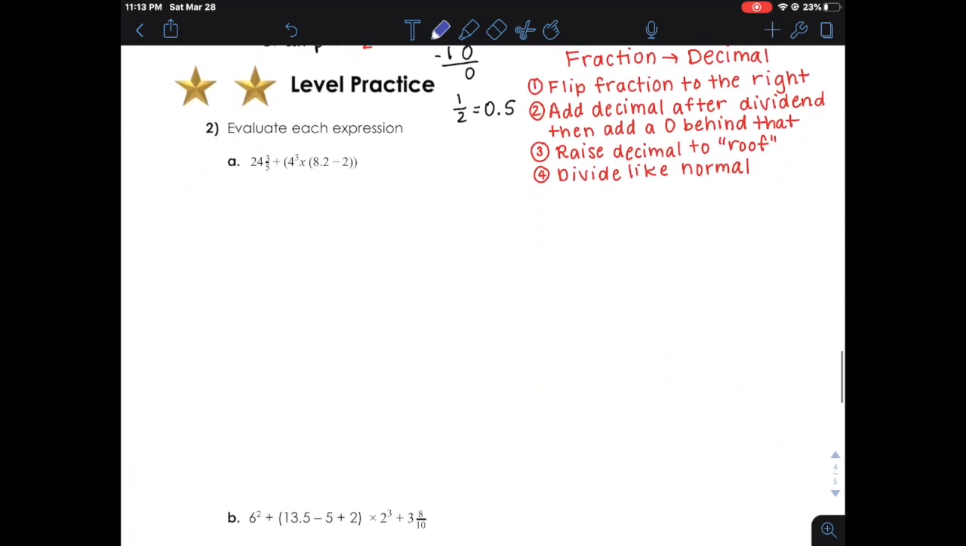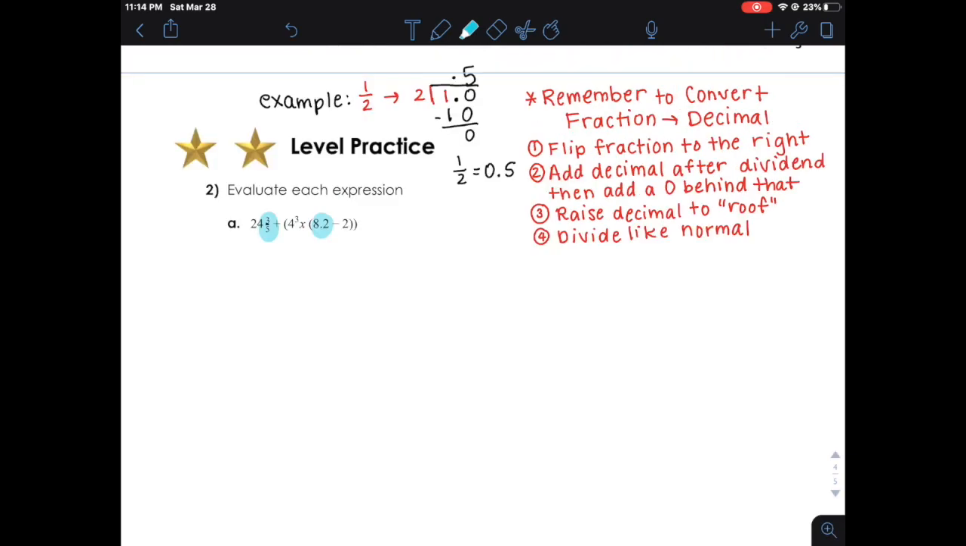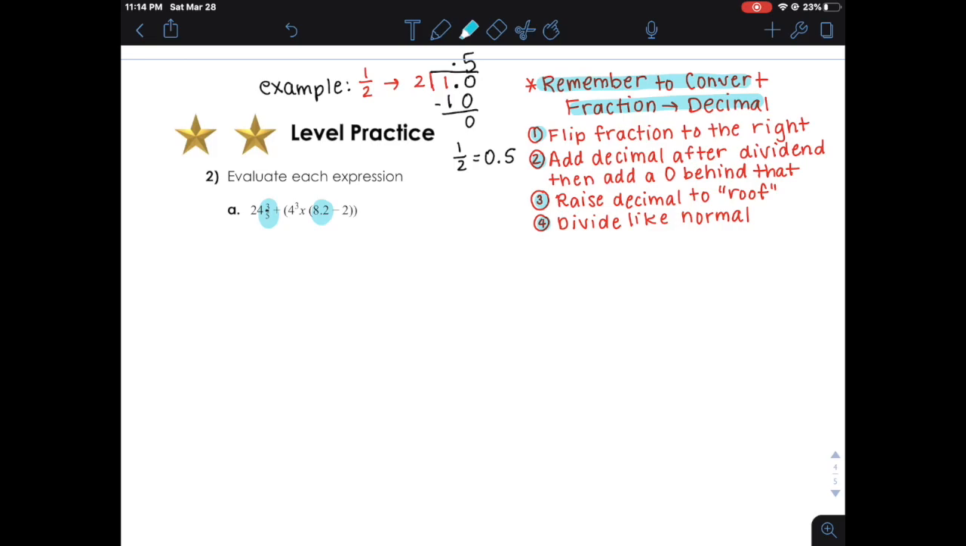Okay, we have a mixture of fractions and decimals. So I left you a reminder here of how to convert fractions to decimals. Okay, there's 4 steps, and I gave you a quick example here, so let's do it with the example that I gave you. We have 1/2. It says flip the fraction to the right, so if you notice I flipped it. Okay, we have 2 on the outside, 1 on the inside. I build my little house. Okay, that means step 1 is done. Step 2, add a decimal after our dividend, which is the number inside the house. So we added that 0.